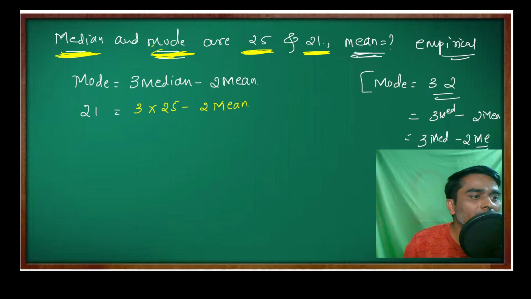Clear? So now what I will do, I'll simply take the 2 mean this side, and remember this is negative, and put this 21 back here to the right side.